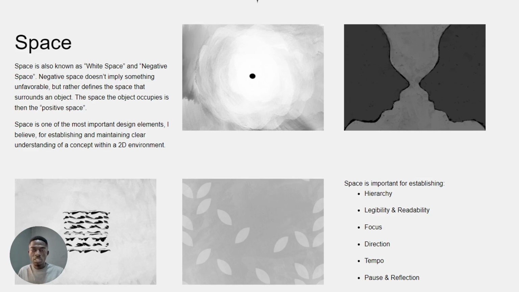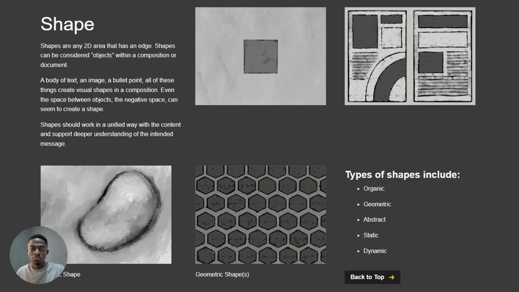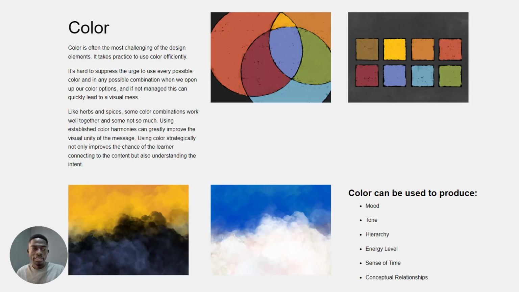Okay. Next, we'll talk about space. So, what is space? Space is known as white space, negative space. Negative space doesn't imply something unfavorable, but rather defines the space that surrounds an object. You'd remember our previous slide where I spoke about the donut, from shapes. We have a shape here like this, but we also have a donut shape being created as negative space. So that is what space is.